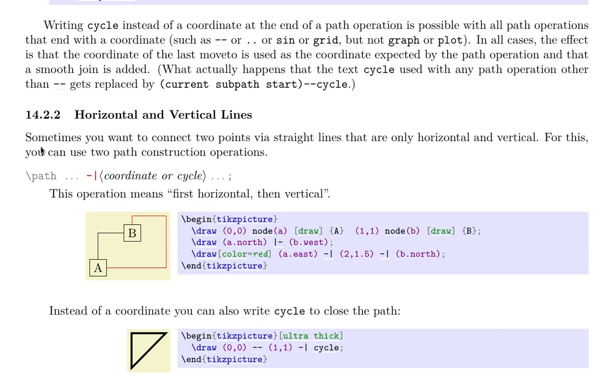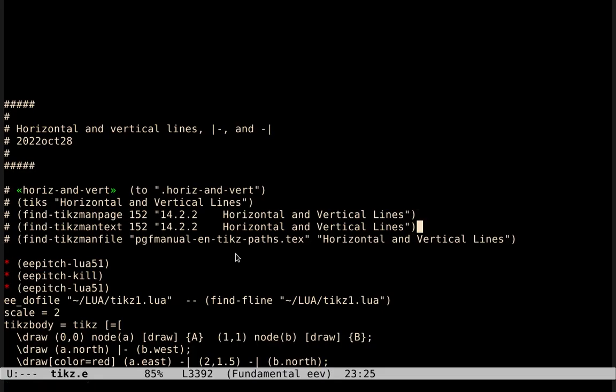The manual explains that sometimes we want to connect 2 points via straight lines that are only horizontal and vertical, and for that we can use this notation and this one. And it gives this example here, so this is the output of the example, and this is the source code of the example. Let me go back.